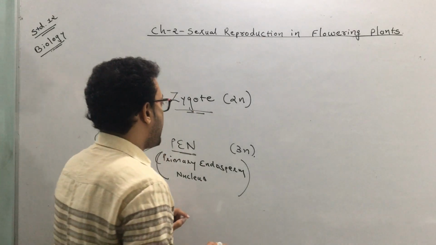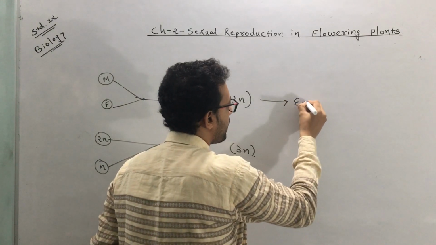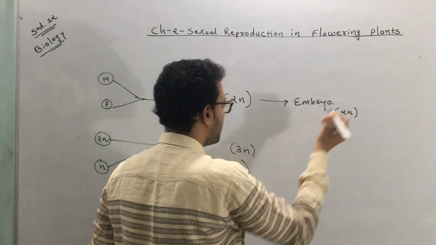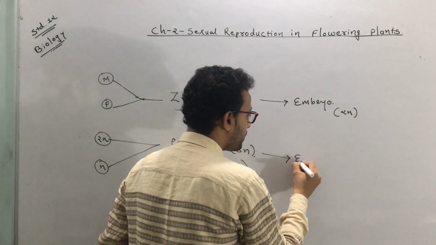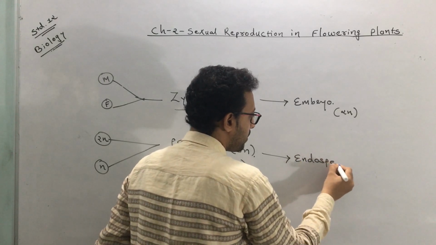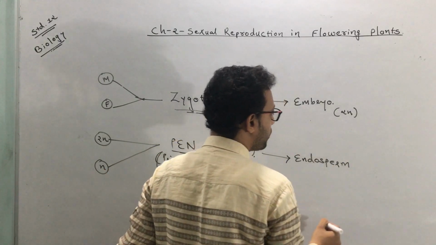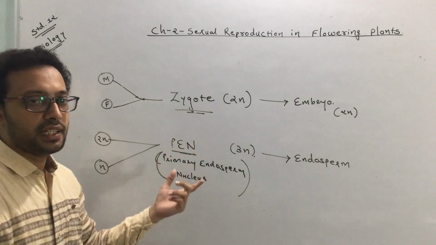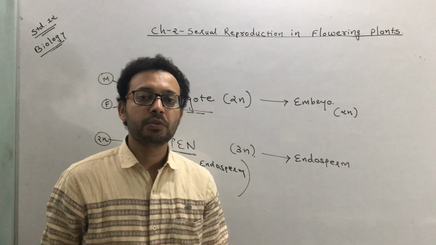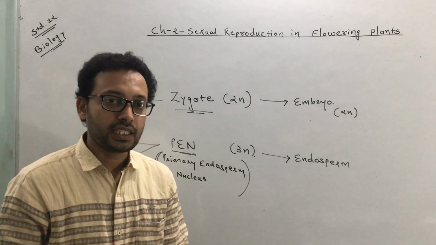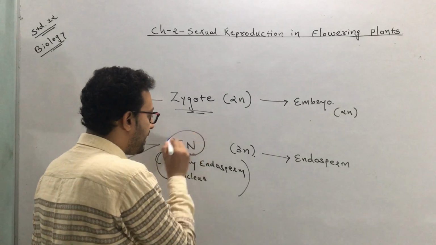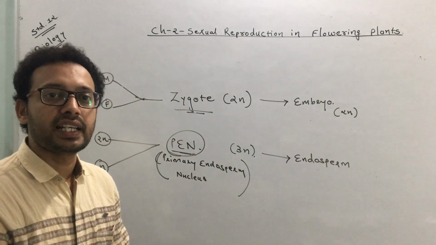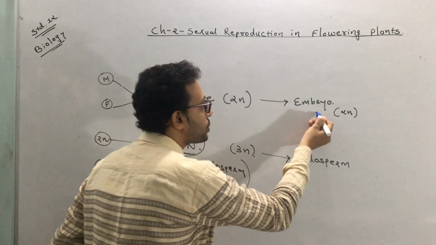Now from this zygote, what is developed? Embryo will develop, and usually it's 2N. And from this PEN, what is developed? The endosperm is going to be developed. So from the zygote, the embryo develops. From PEN, primary endosperm nucleus, the endosperm is going to form. So in the next session, we will discuss how PEN converts to an endosperm, and that comes under post-fertilization events. And how the zygote converts to an embryo.